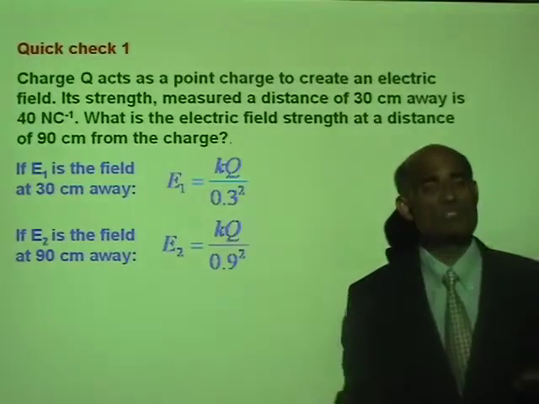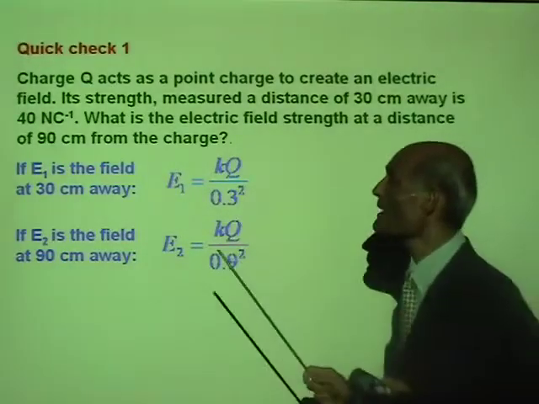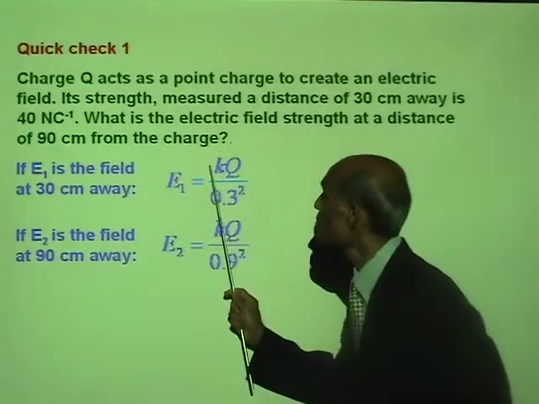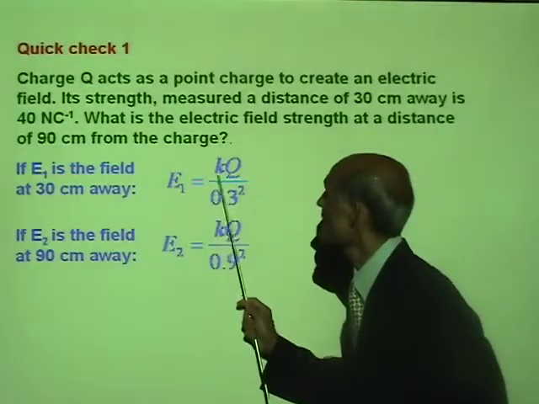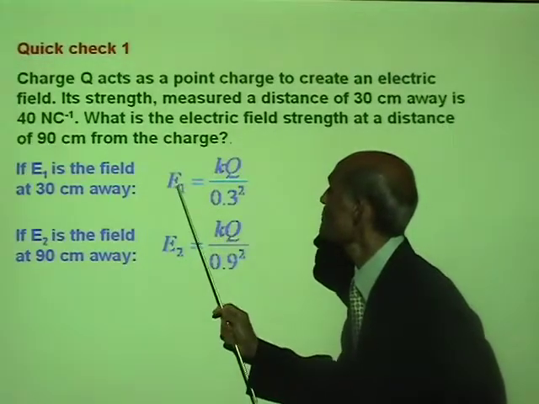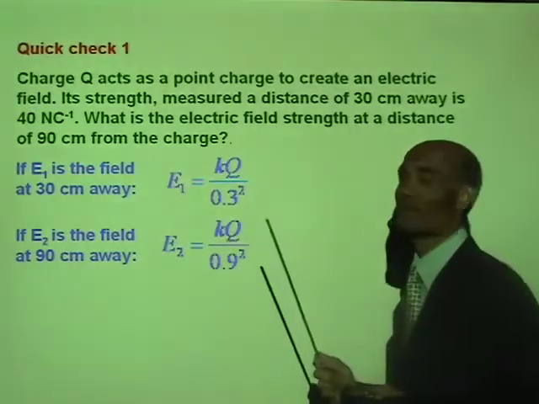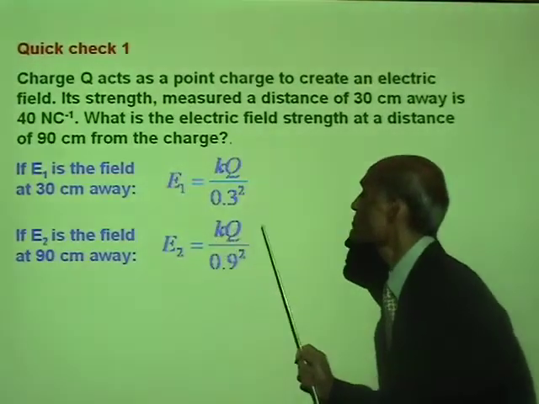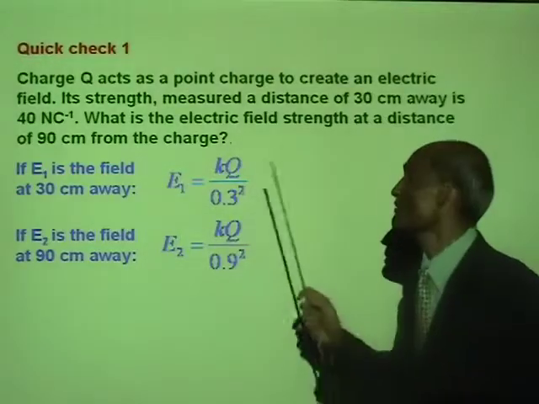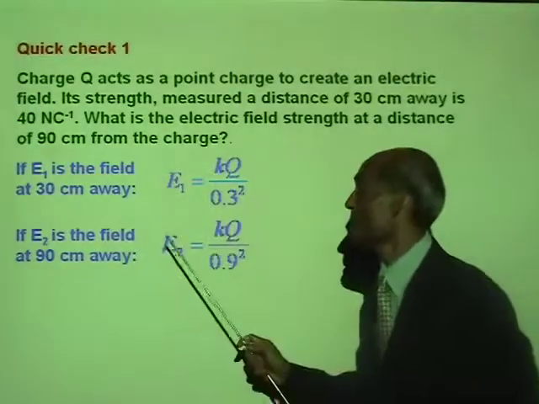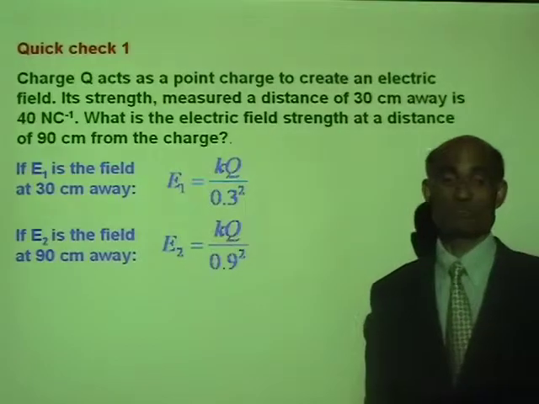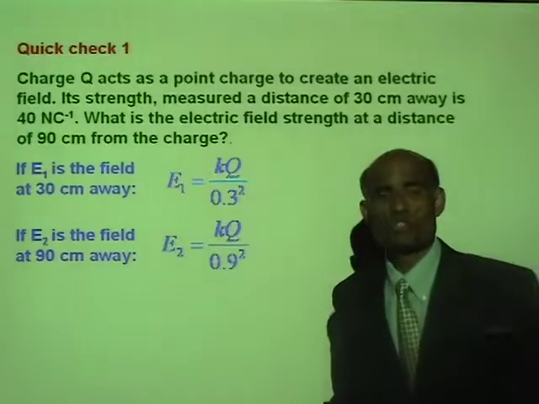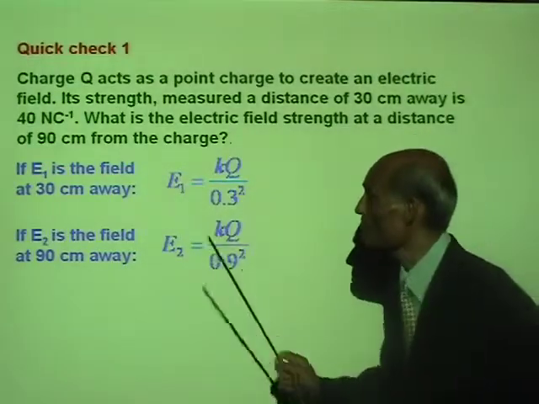There are many ways to do that problem. Let me give you one method, the method that I have not used here. Use the first equation to figure out KQ. Look at this. KQ equals E1 times 0.3 squared. Now, just replace this KQ by E1 times 0.3 squared. You can see, E1 we know, therefore we can find E2. But the method I have used here, you can use in any situation of this type.